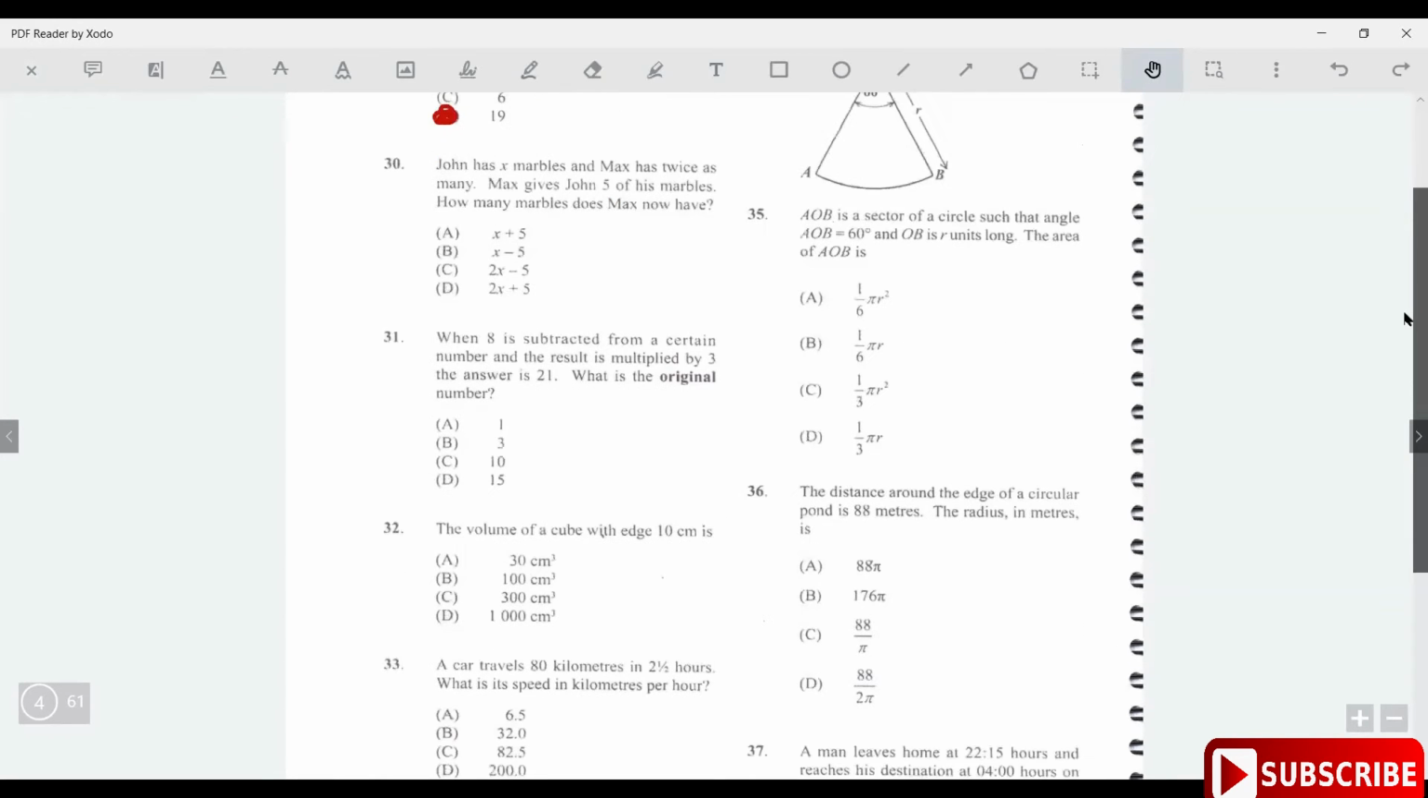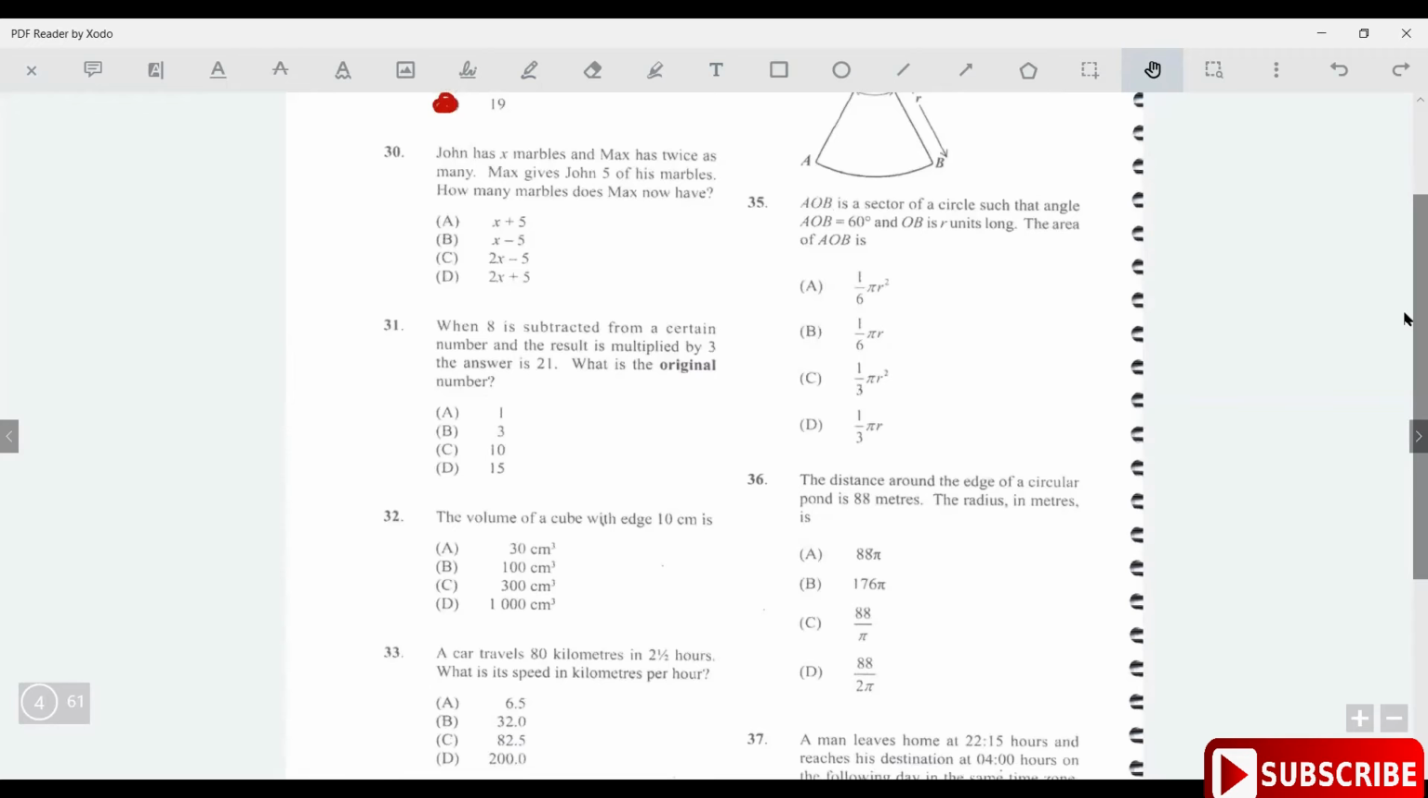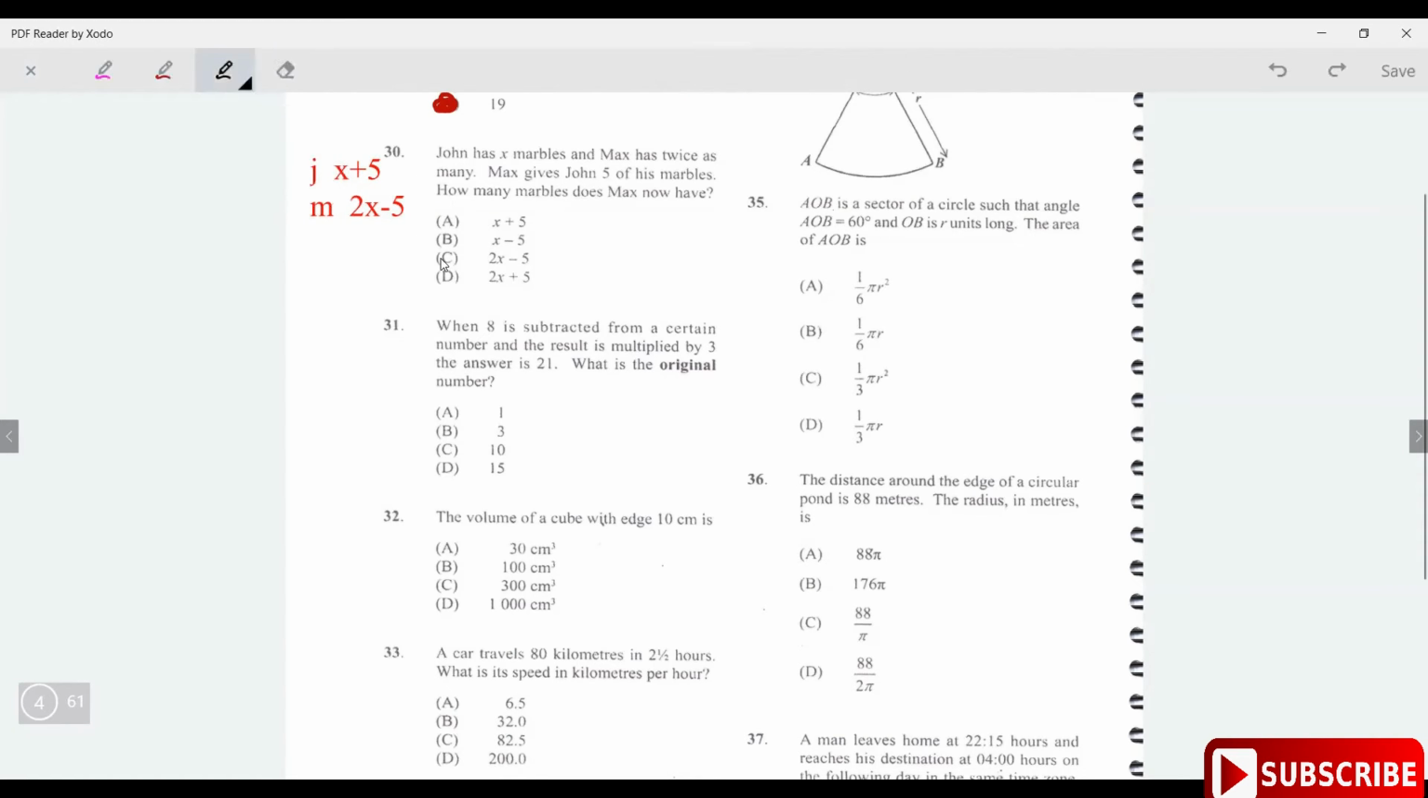Question 30. It says John has X marbles, and Max has twice as many. So John has X marbles and Max has twice as many. So let's write down what John has. Call J for John. John has X and Max has 2X. Then it says Max gives John 5 marbles. So if Max gives John 5 marbles, then Max now has 2x minus 5 and John now has x plus 5. How many marbles does Max now have? Max now just has 2x minus 5.